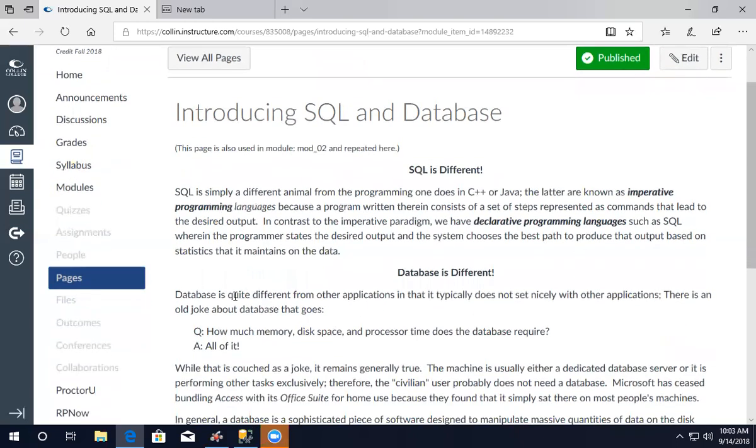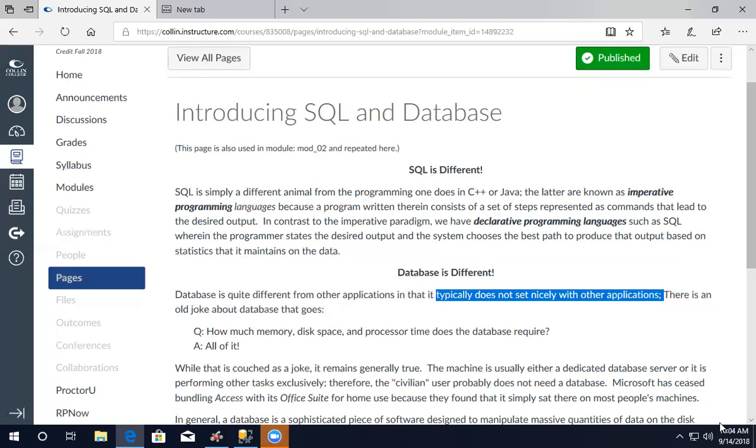Database is different. Typically, database does not sit nicely with other applications. Database doesn't like having anything else running with it, although you can. I'm talking about the old joke that goes, how much memory, disk space, and processor time does the database require? The answer, of course, is all of it. And it's generally true. Most of the time, a database is the only thing running on the box.